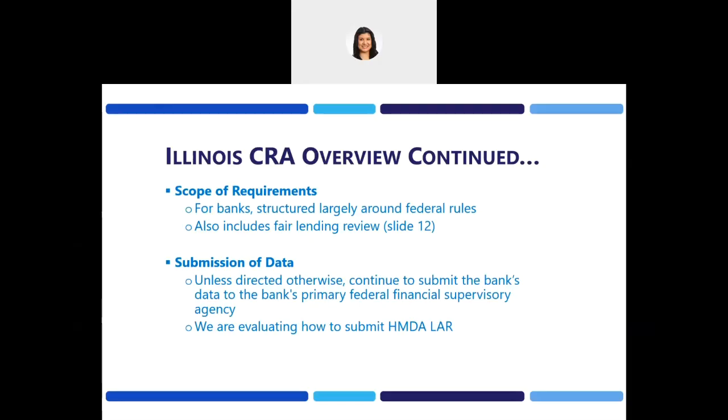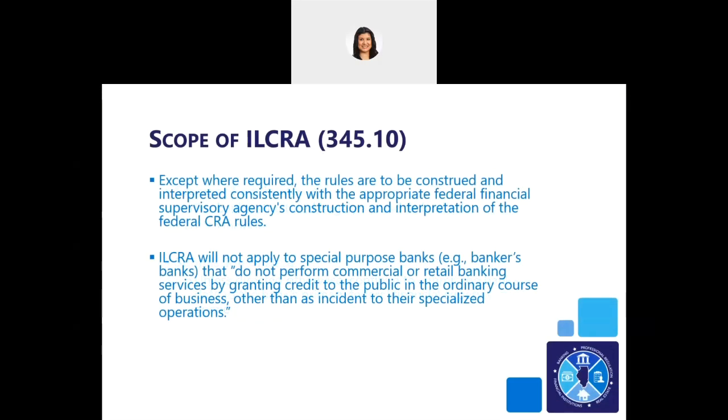Next, except where required, the rules are to be construed and interpreted consistently with the appropriate federal financial supervisory agencies' construction and interpretation of the Federal CRA rules. The department's intent is to refer to the pre-April 1st, 2024 Federal CRA rules. The Illinois CRA will not apply to special purpose banks that do not perform commercial or retail banking services by granting credit to the public in the ordinary course of business other than as incident to their specialized operations.